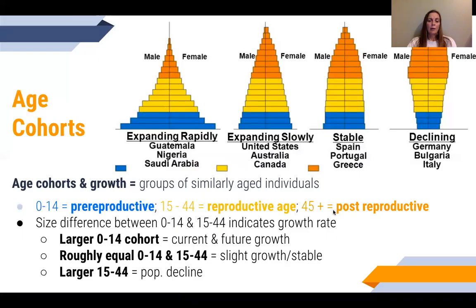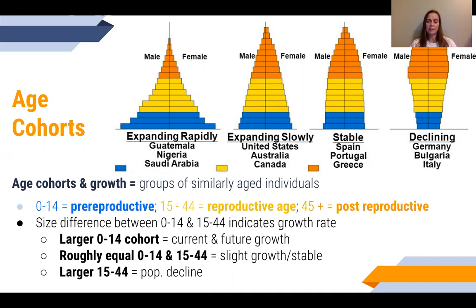So first, let's talk about what we mean by this term age cohort. What we're talking about is groups of similarly aged individuals. If you look at these graphs, we'll usually see that they're split into 4 to 5 year age groups. And then we tend to divide them again into 3 main categories. Those would be pre-reproductive age cohorts, so that's individuals from ages 0 to 14. Then what we consider the reproductive age cohort, which is 15 to 44.